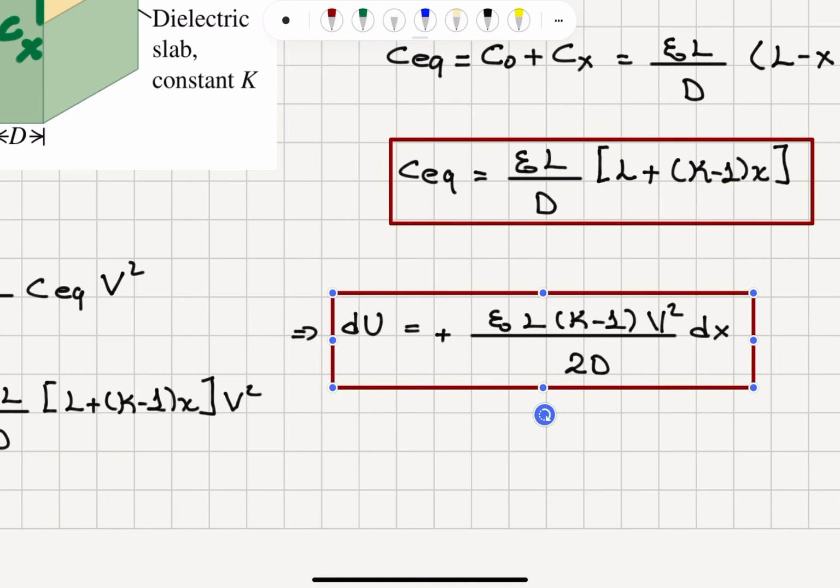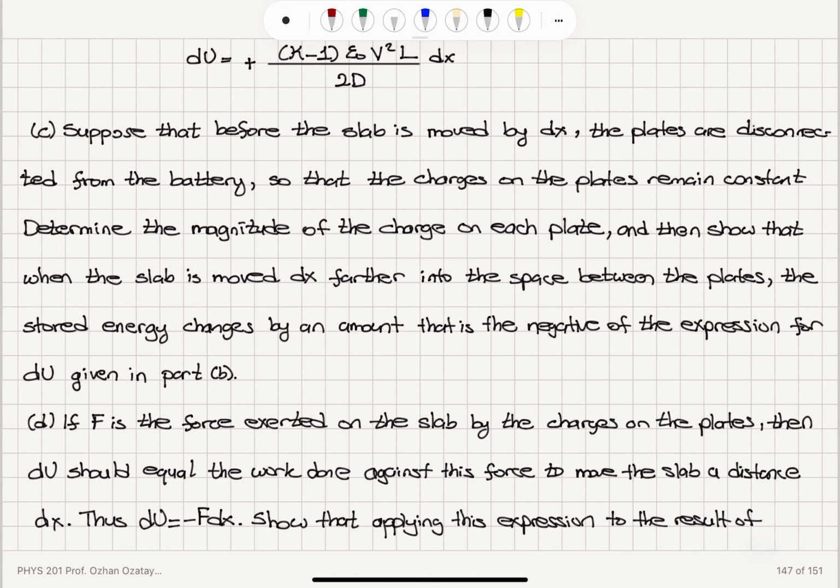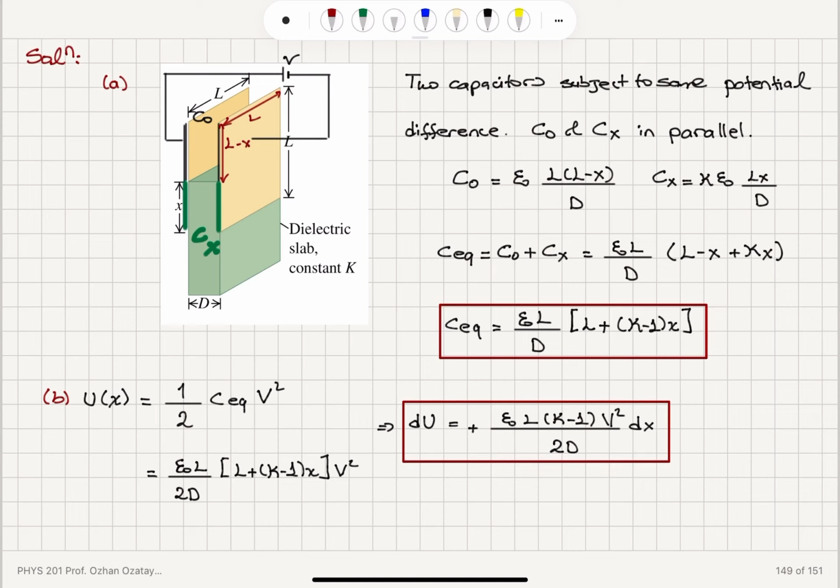Let's check if this is the suggested answer. It is equal to this, so therefore I see that this answer that I have obtained here is correct.